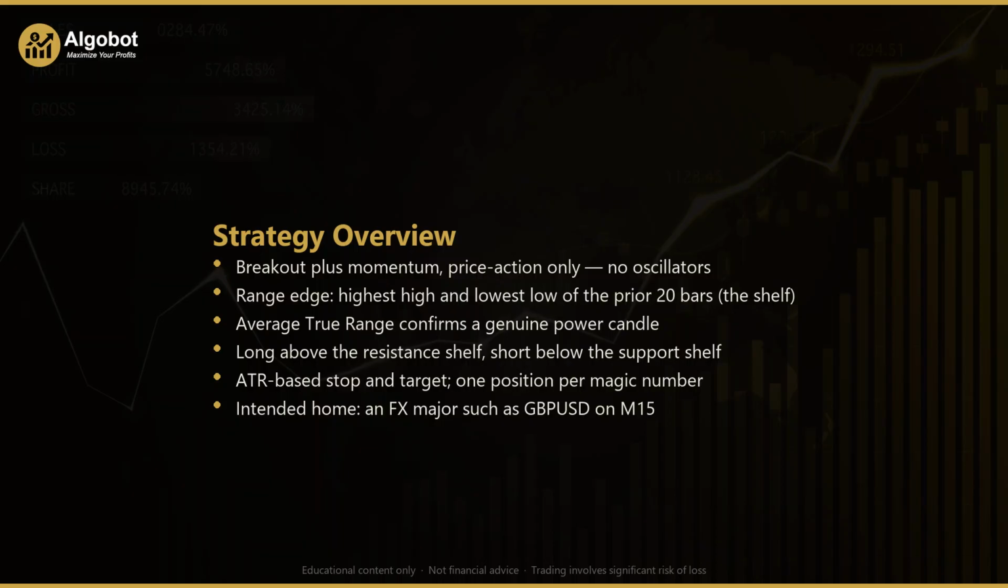The second is momentum, measured through the average true range, a standard gauge of how much an instrument typically moves. The strategy uses the average true range over a 14-bar window to decide whether a breakout candle is genuinely strong or just ordinary noise. The intended home for this expert advisor is an active currency major, such as the British pound against the US dollar on the 15-minute chart.